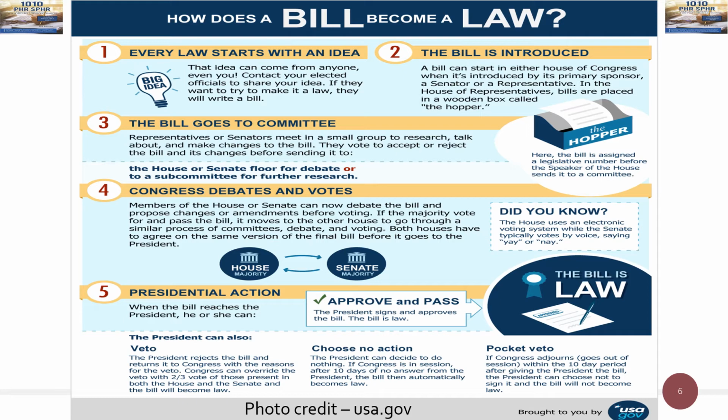The President can choose no action. The President can decide to do nothing. If Congress is in session, after 10 days of no answer from the President, the bill then automatically becomes law. The President can pocket veto. If Congress adjourns, goes out of session, within the 10-day period, after giving the President the bill, the President can choose not to sign it, and the bill will not become law.